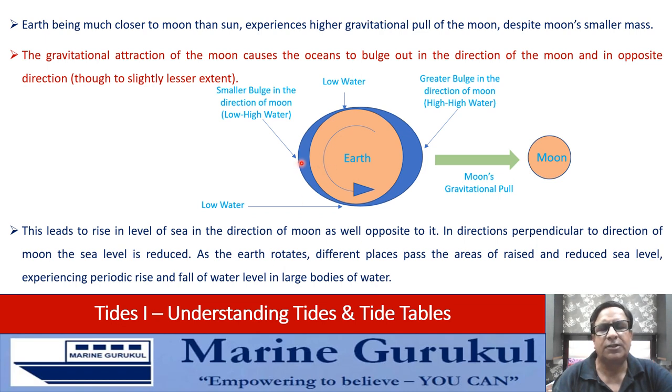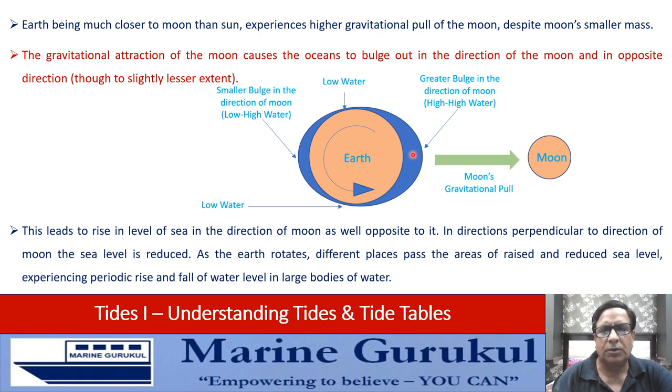Now, why there is bulging in the opposite direction is very simple to understand. We can divide this entire mass into three components. One is the mass of the water on the side of the Moon. Second is the mass of this solid part of the Earth, and the mass of the water in the opposite direction to the Moon.